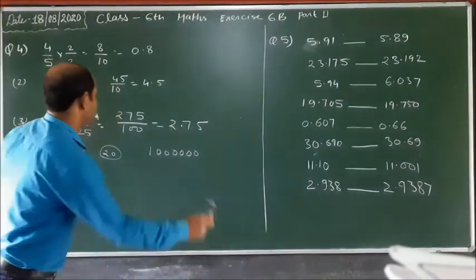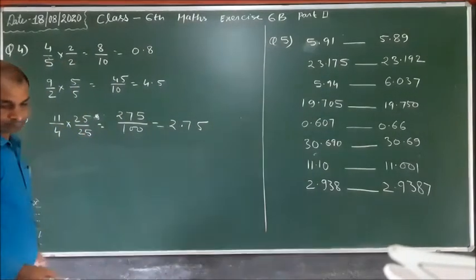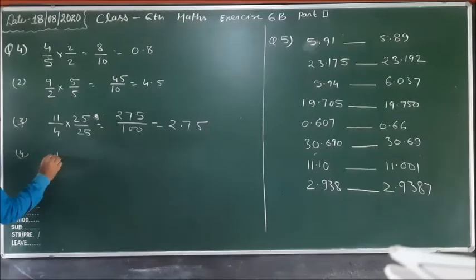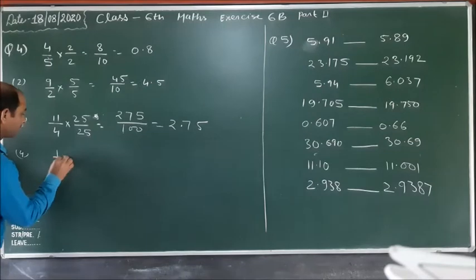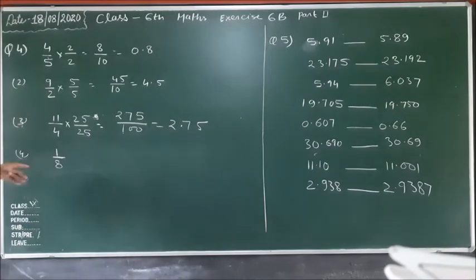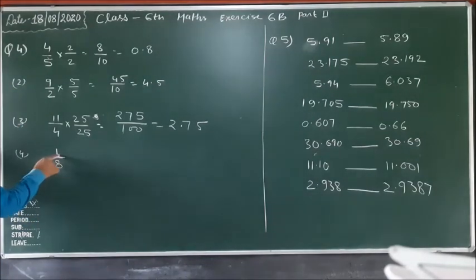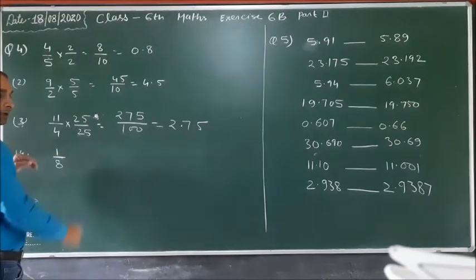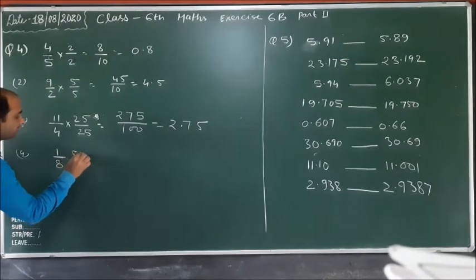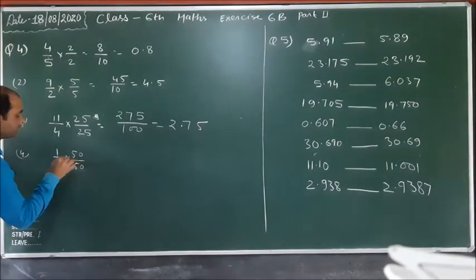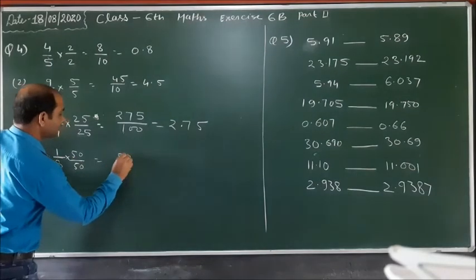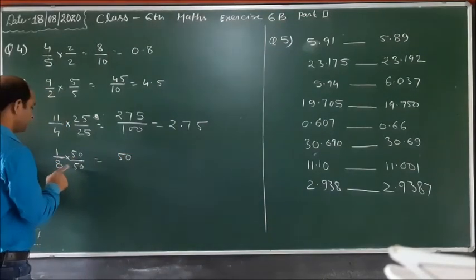Okay, now the next question. Next number is 1 upon 8. Question number 4 is 1 upon 8. Now multiply by 25. 25 times 4 is 100. Then we multiply by 50 upon 50.